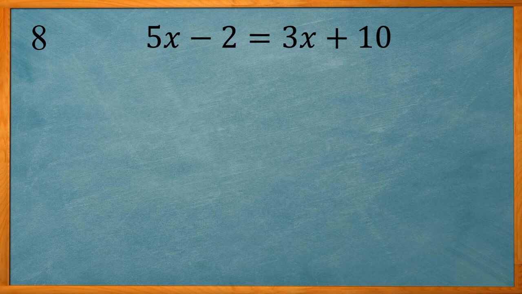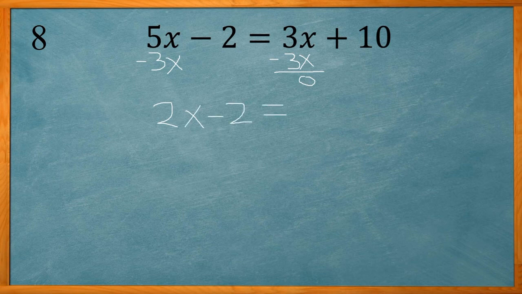So this is a positive 3x. So I've got to do the opposite. I need to subtract 3x. And on this side, I need to do the same thing, subtract 3x. Okay, over here, that adds up to 0. Over here, 5 minus 3 is 2. So 2x, I'm going to bring down the rest of the problem. So minus 2 equals 10. So 2x minus 2 equals 10.